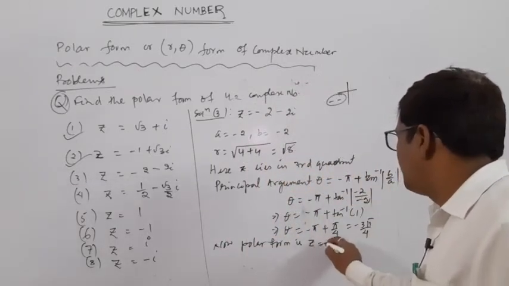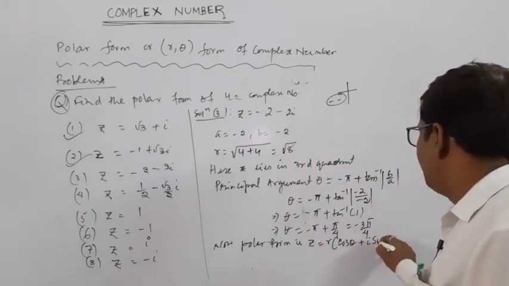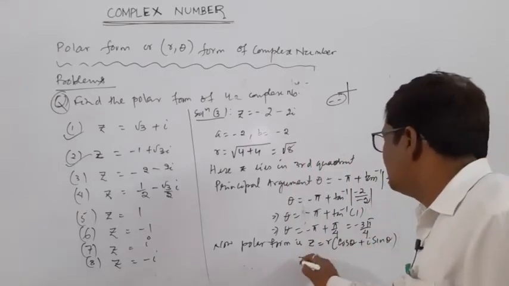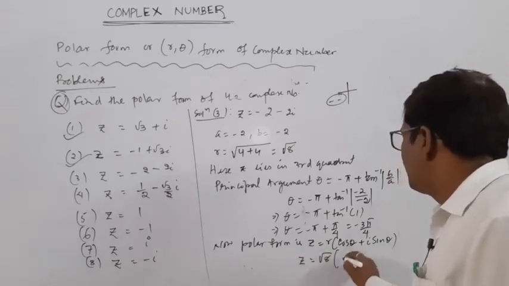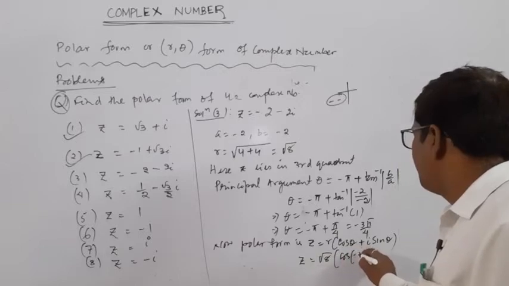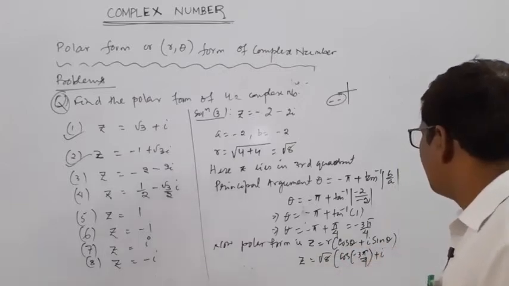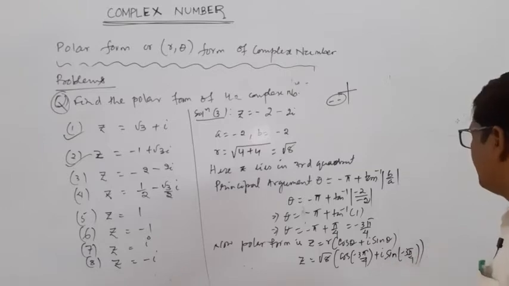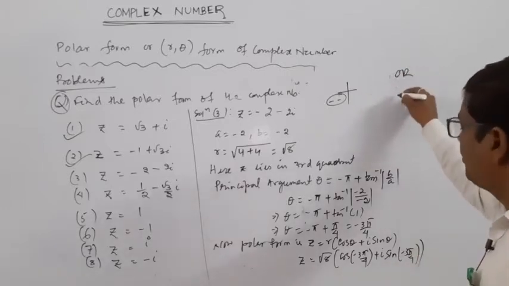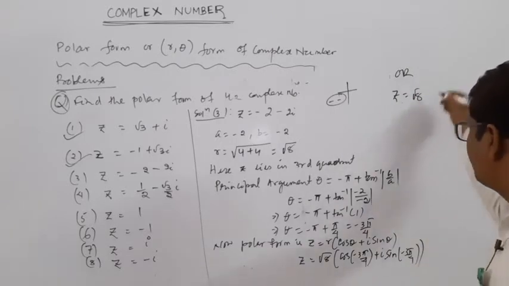Z is equal to r into cos theta plus i into sin theta. Z is equal to r means what? r is equal to root 8, into cos of minus 3 pi by 4 plus i into sin of minus 3 pi by 4. This is the answer.